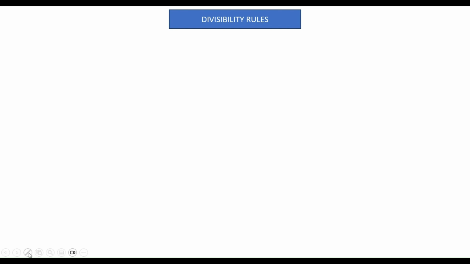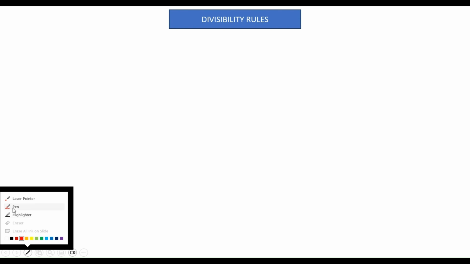So we'll start with divisibility by 6. The number 6 contains 2 and 3. So 6 is equal to 2 times 3. So any number we are going to get should be divisible by 2 and 3 at the same time before we consider the number divisible by 6. I will take 12 as an example.